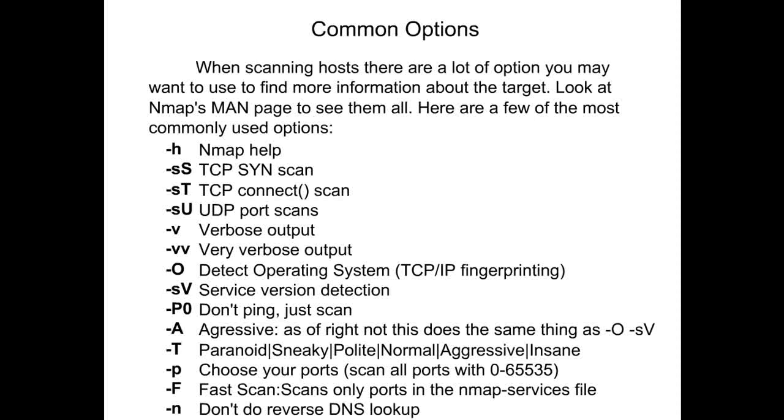-sV will try to do a service version detection. For instance, if you want to find out what version of Sendmail they're running on port 25, this would be the option to go with.